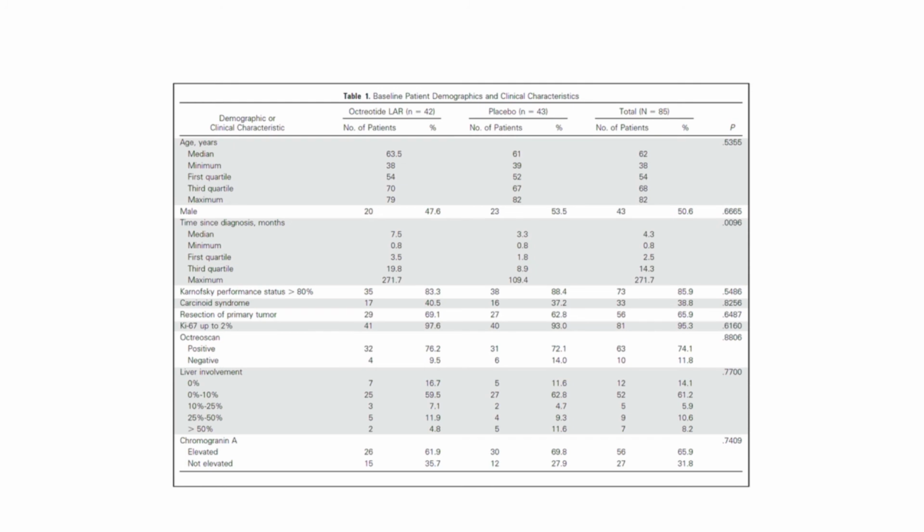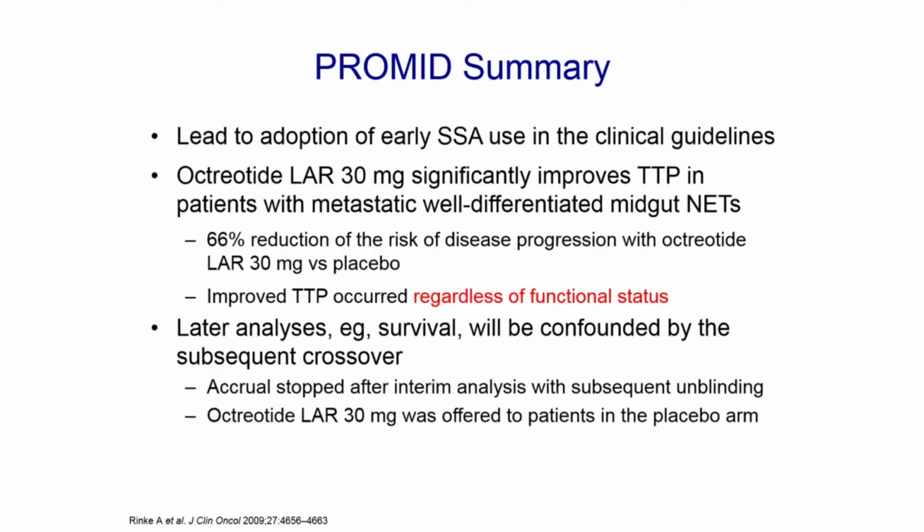So just a few of the trial characteristics. The arms were fairly balanced. It wasn't that big of a study. There were only 85 people who finally were on that study. But this was our first signal that led to the early adoption of SSA in most clinical guidelines. So this became a fairly important tool for our patients about 10 years ago.